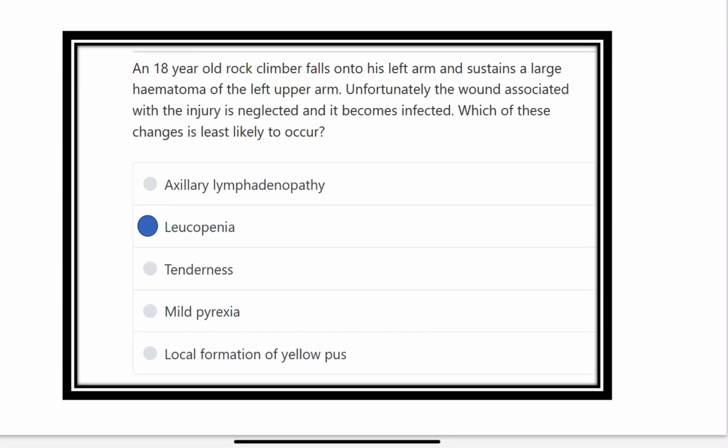So what is least likely to occur? Here the least likely is leukopenia, because we know neutrophils and leukocytes are acute inflammatory cells. So in case of acute infection, the neutrophils and other leukocytes increase.